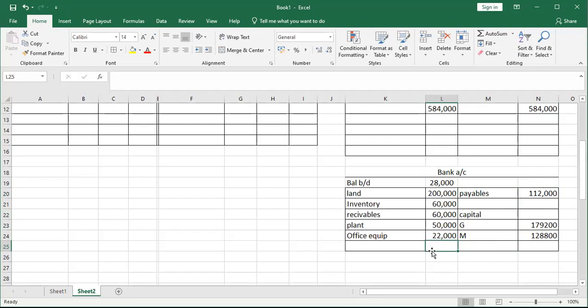Are you clear with this? Get the totals here, 420,000. If you are left with some balance in your bank account, know that you have not finished the question. Repeat again.